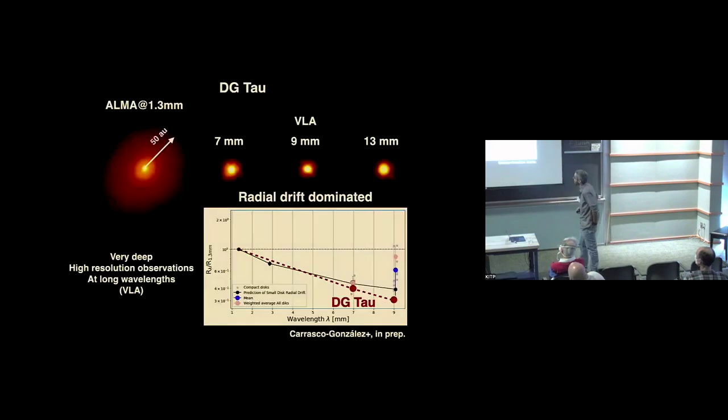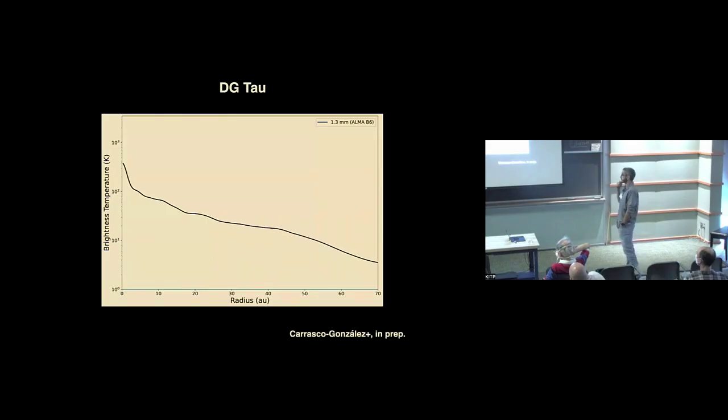So we observed with the BLA again at 7 millimeter, 9 millimeter, and 13 millimeter, and the first thing you see is that the emission is highly concentrated at the center. Indeed, this is fully consistent with radial drift dominated disks. So most of the large particles are very highly concentrated at the center, and we have high angular resolution here.